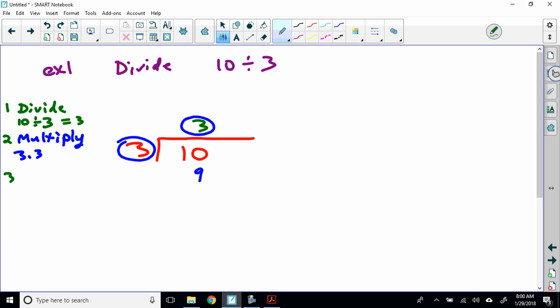And then there is a third step to this. The third step, and this is where our remainder comes from, is subtract. So this is kind of unusual to divide. You're dividing, multiplying, and subtracting. So I subtract the 9 from the 10, and that's 1, and that's where my remainder comes from. Okay, so back in the day, you would write R1, right?